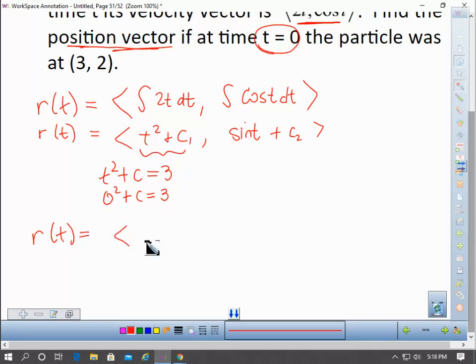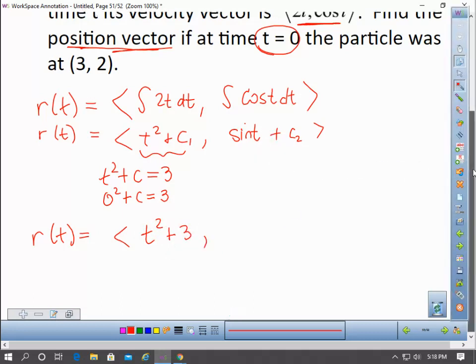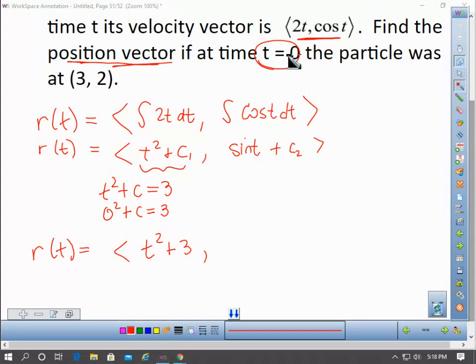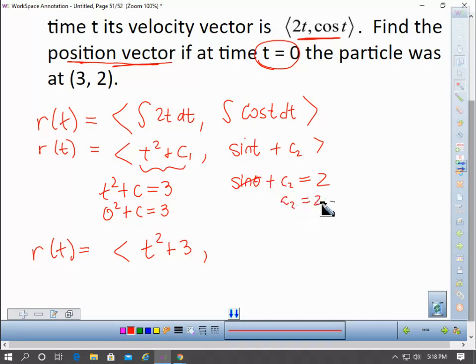So I know c is 3, so that expression is t squared plus 3. Over here, I know that at time t equals 0, sine of 0 plus c sub 2, our position was 2. I know the sine of 0 is 0, so that means c sub 2 is 2. So I now know that this expression, sine of t plus 2, is my position vector. So my position vector is t squared plus 3, sine of t plus 2, because at t equals 0, that puts me at the point 3, 2.